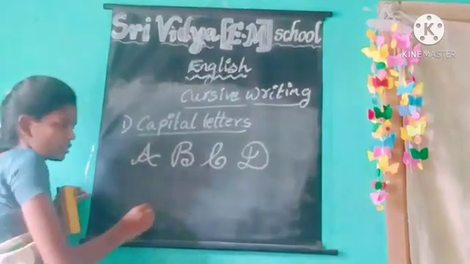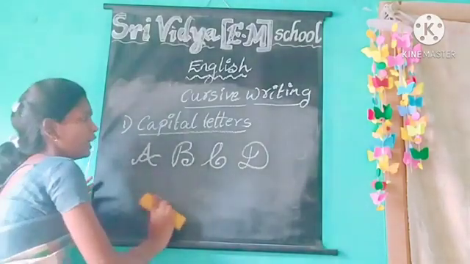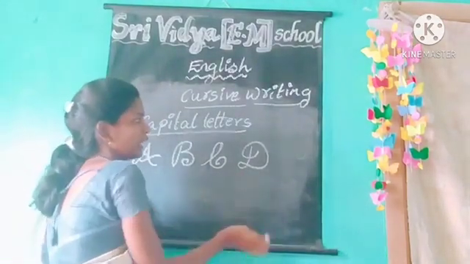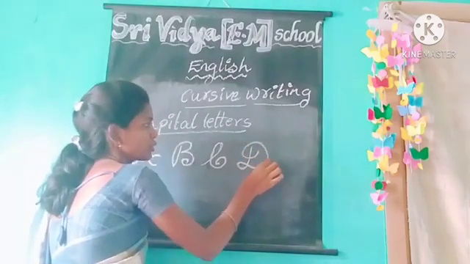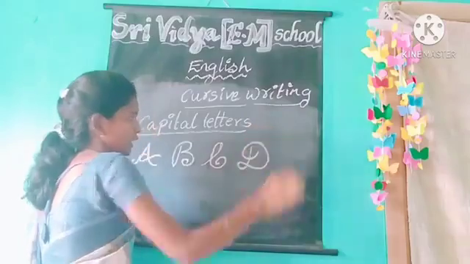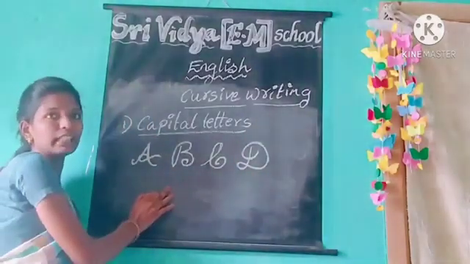Okay, we all know we write the D like this in the capital letters, normal writing. Yes or no? In the cursive writing, the D should be written like this. It should be started slowly in this way, and it should be written like this. A, B, C, D. Okay, is it clear up to here?